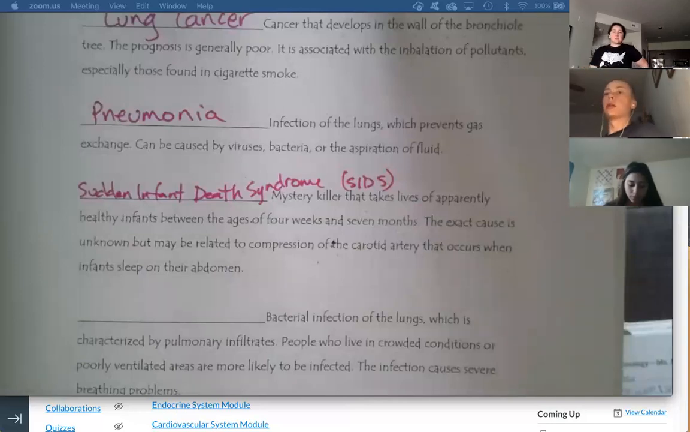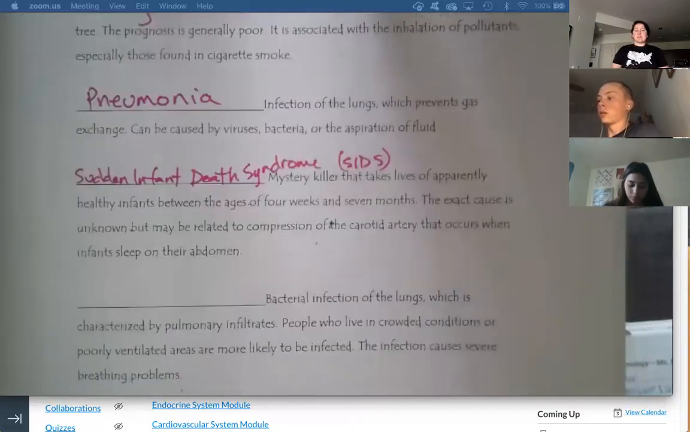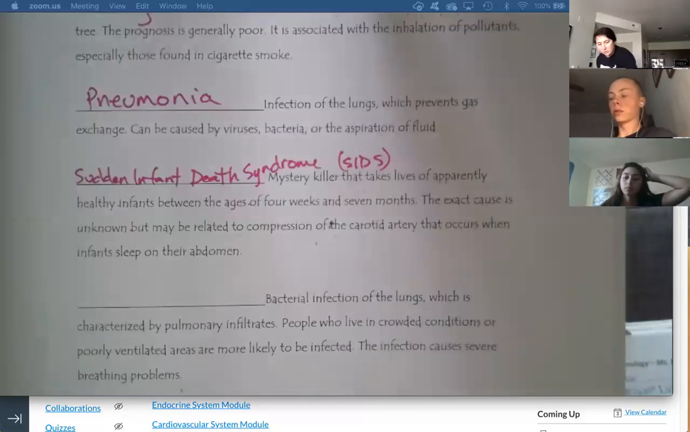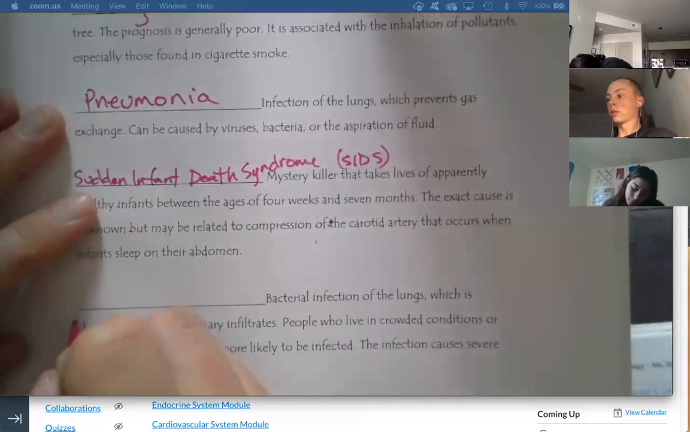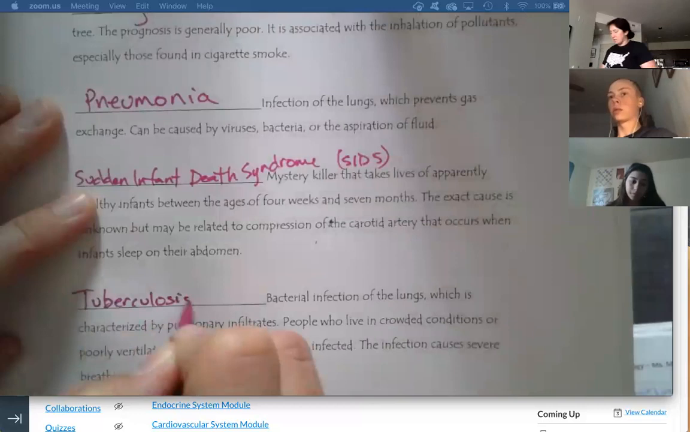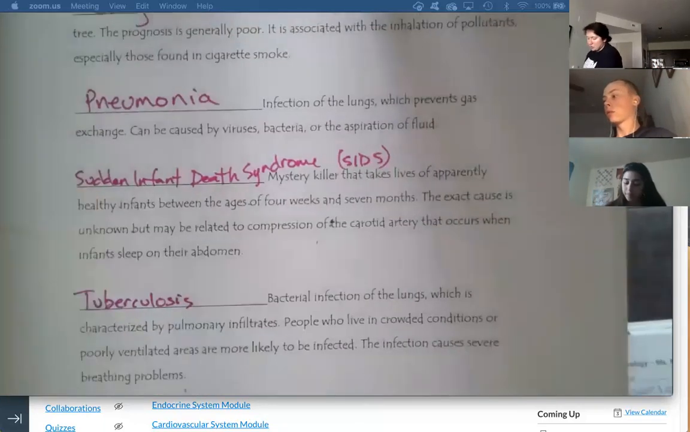Okay, next one is a bacterial infection of the lungs. It says it's characterized by pulmonary infiltrates. If you look at an x-ray of the lungs, you can actually see them. It's basically stuff in the lungs that shouldn't be there. This can cause severe breathing problems. It's called tuberculosis. It is not super common in first world countries, but it is more common in third world countries. It is treatable.